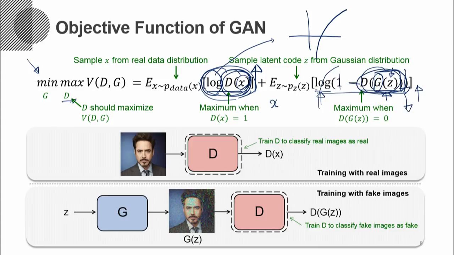And so overall, if we maximize this from the perspective of the discriminator, it corresponds to the situation where we maximize the probability for the real images, but also minimize the probability for the fake images. So that is the objective function of the discriminator part.